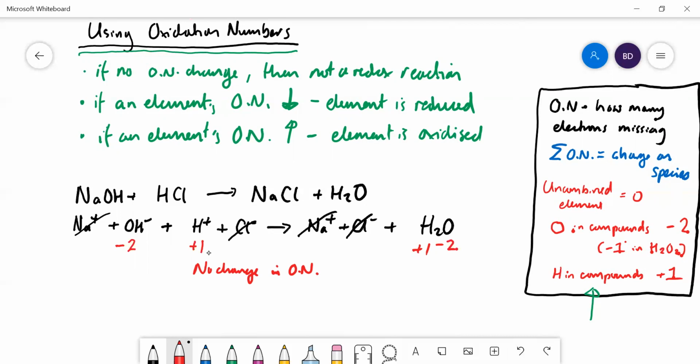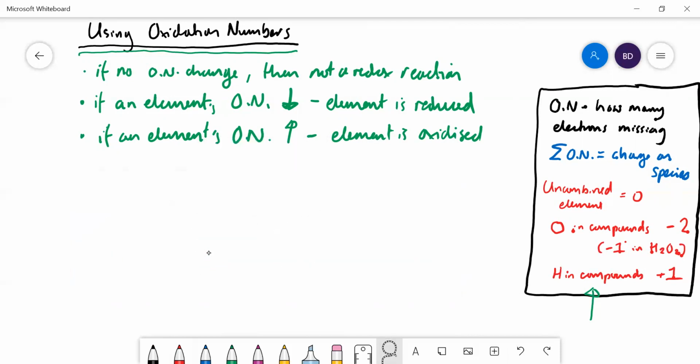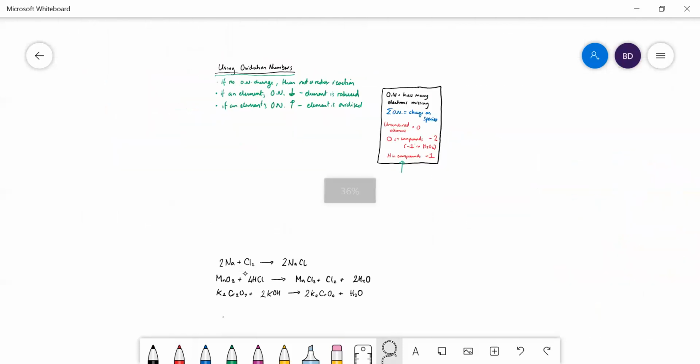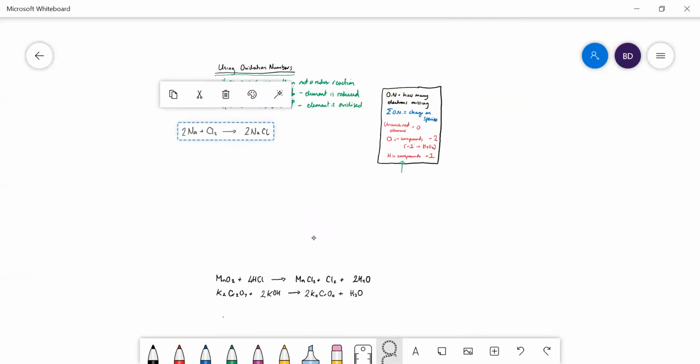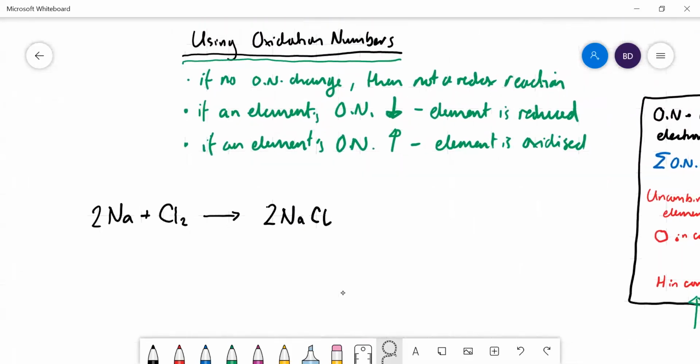Let's get rid of that one and do another one. This one down here. Now again, this is one where we probably know already it is a redox reaction. We know it's a redox reaction because sodium chloride is Na+ and Cl-, isn't it? Well, let's just make it balanced.